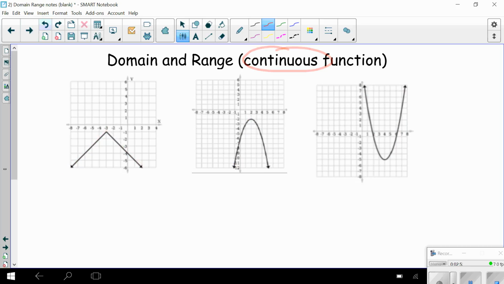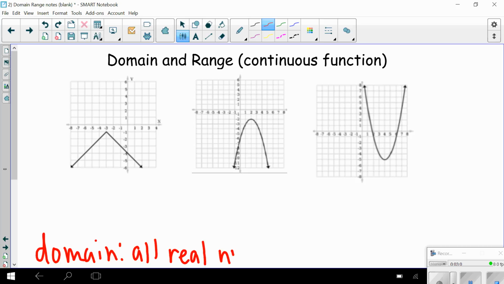In a continuous function, my domain will always be all real numbers. We can write that two different ways. You can write out the words all real numbers, or you can use this fancy symbol, which is an R with two lines, and that stands for all real numbers. To identify the range in a function, we go to the tip of the graph, which is actually called the vertex, and we pull that point to our y-axis.